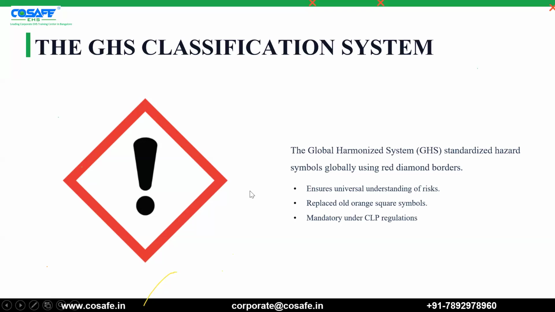Okay. Next, see. The Global Harmonized System, GHS. GHS is a system which standardizes hazard symbols and all globally using red diamond borders. So when there is a red diamond border and this exclamation mark, it refers to a hazardous substance.